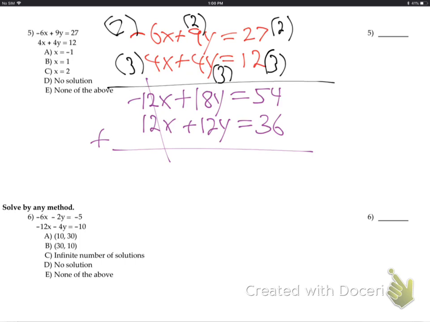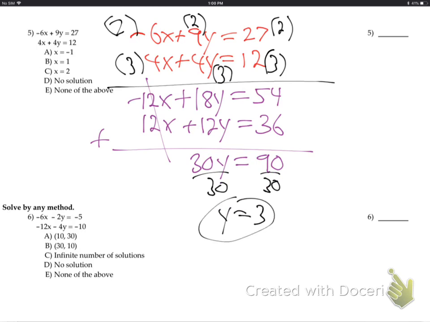And y is 3. Right, y is 3. Let's see it. So 30y is 90, right? Oh, yeah. And then divide by 30. So y is 3, but they want x. So I grab that, bring it over here. Plug in y is 3. Where am I going to plug in y is 3?